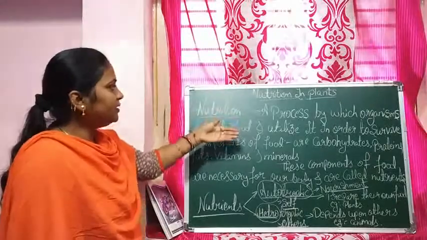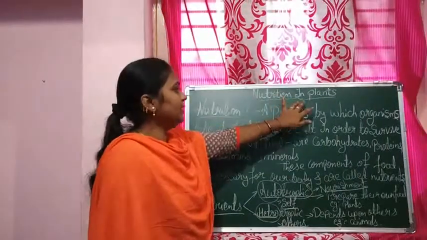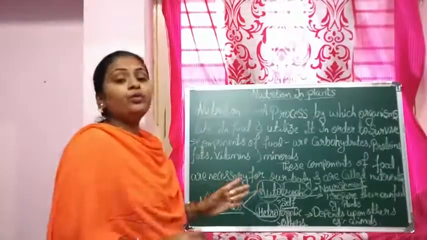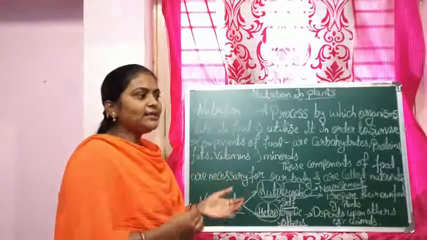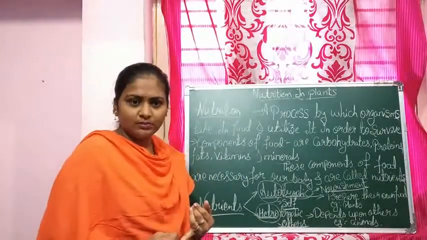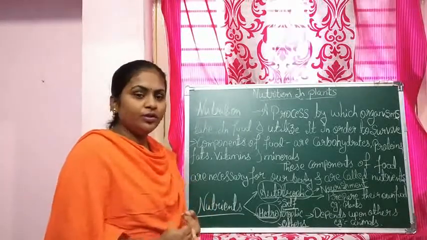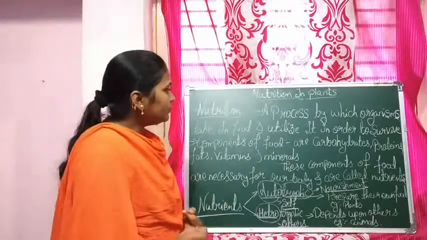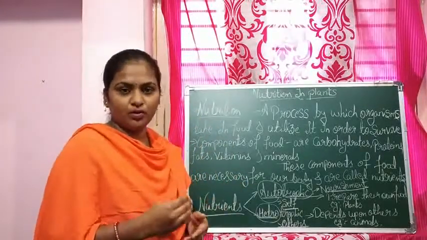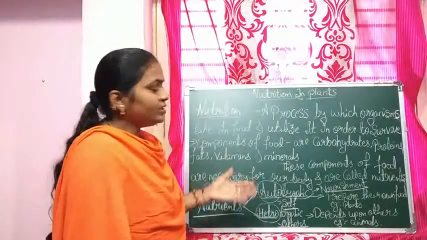In this chapter, children, we are studying nutrition in plants. So, overall in this chapter, we are going through the plants. Plants prepare their own food by the process of photosynthesis, using sunlight, water and minerals. In the next session, I will continue this chapter.